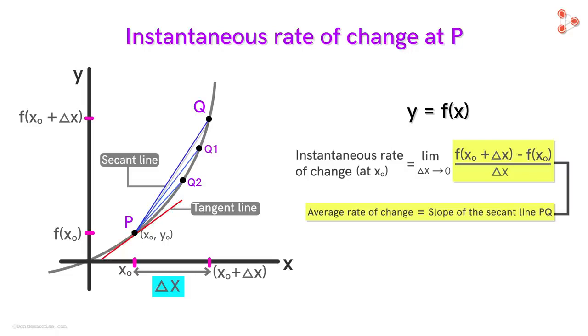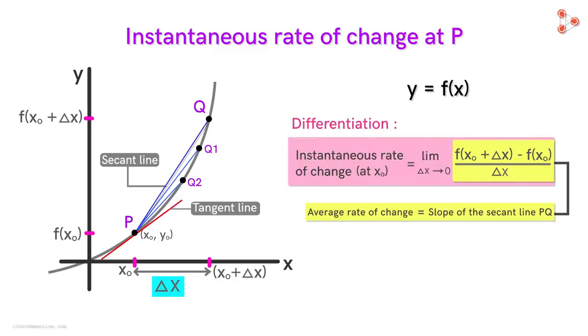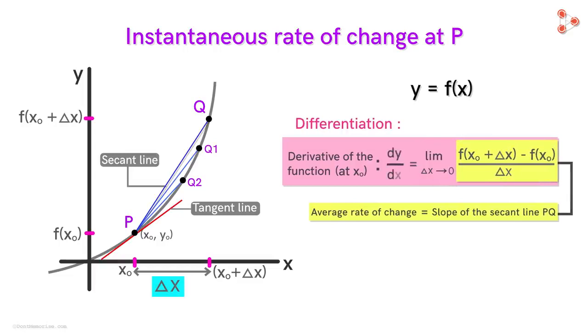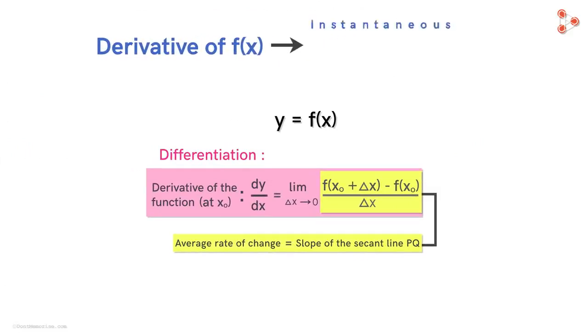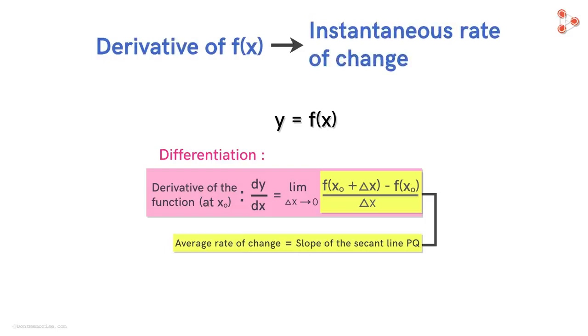This is how, using the process of differentiation, we find the instantaneous rate of change of a function or the slope of a tangent line. Now here, instead of writing the instantaneous rate of change in y with respect to x at x0, we say that the derivative of the function at x0 is this. The derivative is usually denoted by the symbol dy by dx. So we saw here that the derivative of the function at a particular value of x is its instantaneous rate of change at that point.